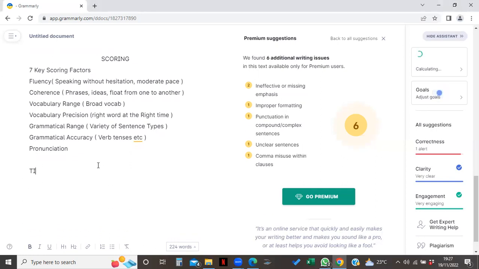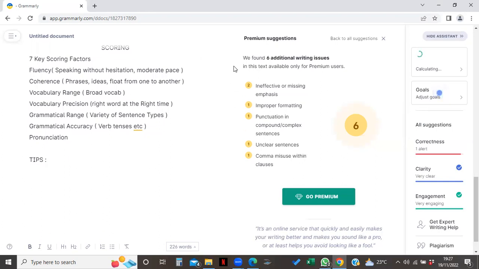Now my tips regarding it. There are many tips, but all the main tips summarize to only one tip. Only one tip. What's that? Can you guess? Practice. That's it.